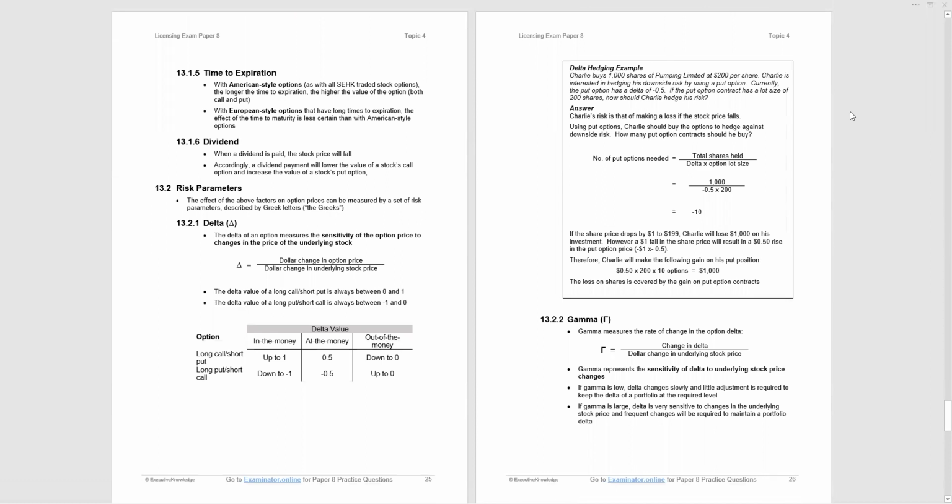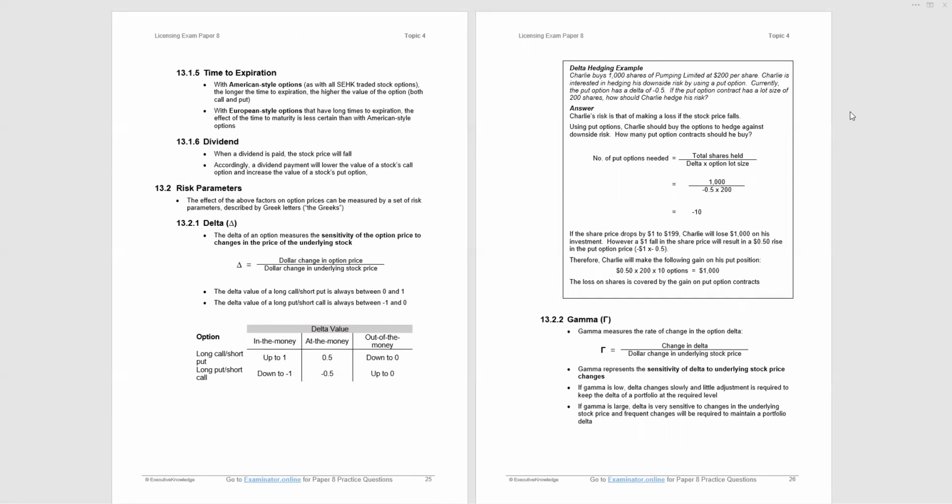Time to expiry. The shorter the time to expiry, the lower the value of the option because you've not got much time left. And that is the case with American style options. With European style options, they have a longer time to expiry. The effect of the time to maturity is less certain than with American style options. We're really ducking out there. There's a lot more that can be said on that. And if you study options to any great depth, you'll look into all the mathematical models. But no, with American style options, the shorter the time to expiry, the lower the value of the option.